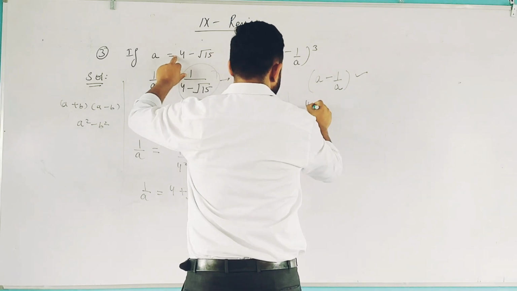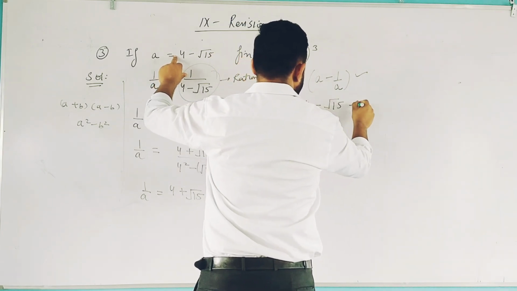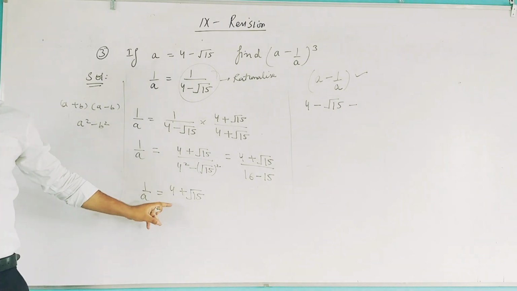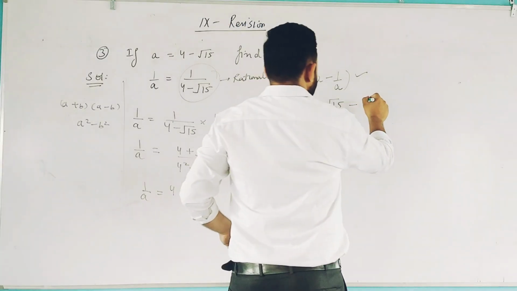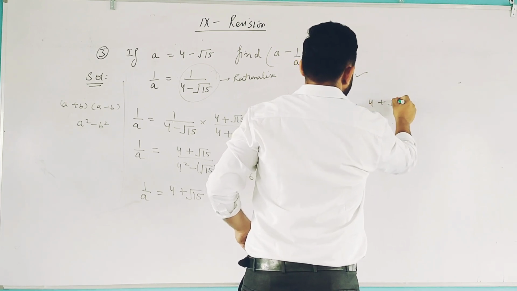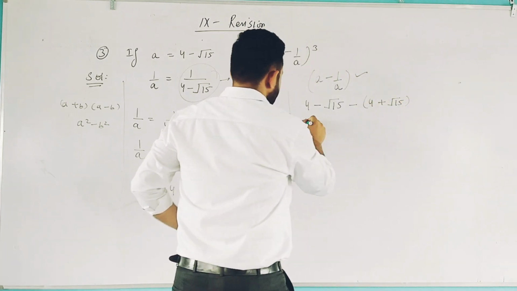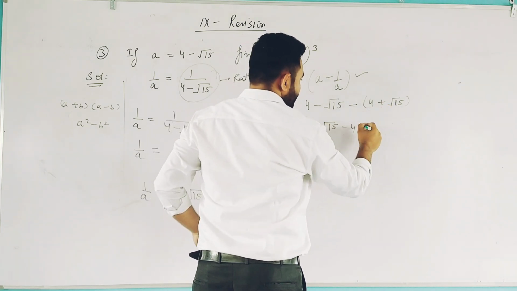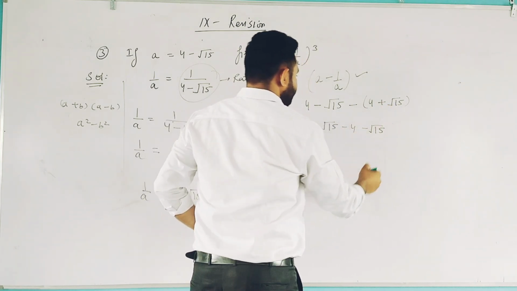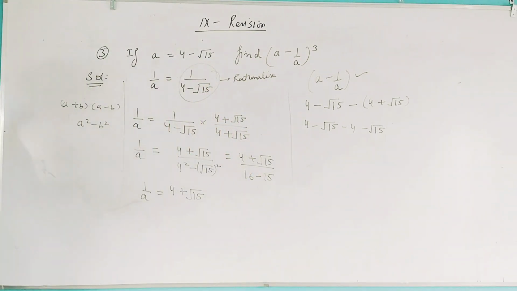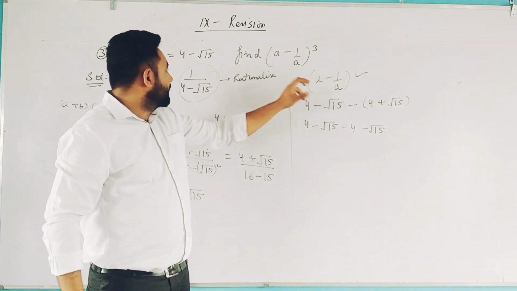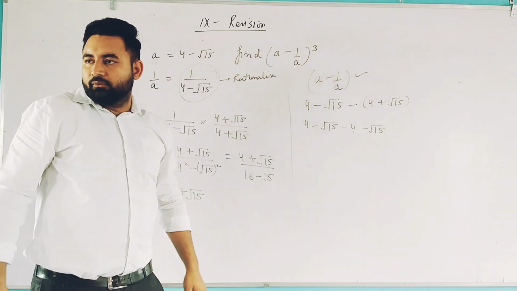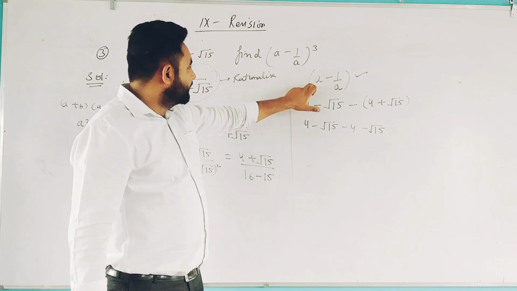Now we need to find a minus 1 by a. So we have the value of a, which is 4 minus root 15, and the value of 1 by a, which is 4 plus root 15. We'll put a bracket and we'll write the value of 1 by a. Inside the bracket, 4 and root 15 are positive. So when it gets multiplied by the minus sign outside, it becomes minus of 4 and minus of root 15.